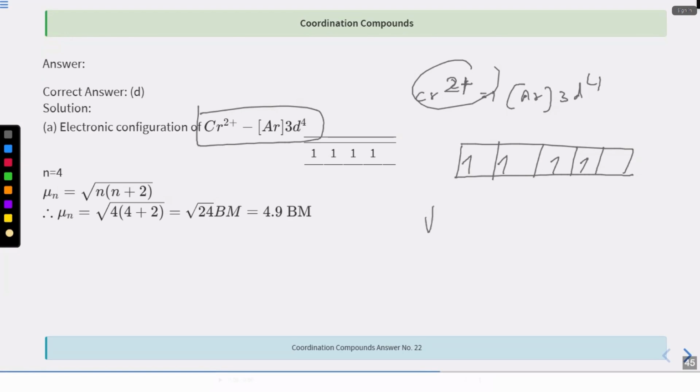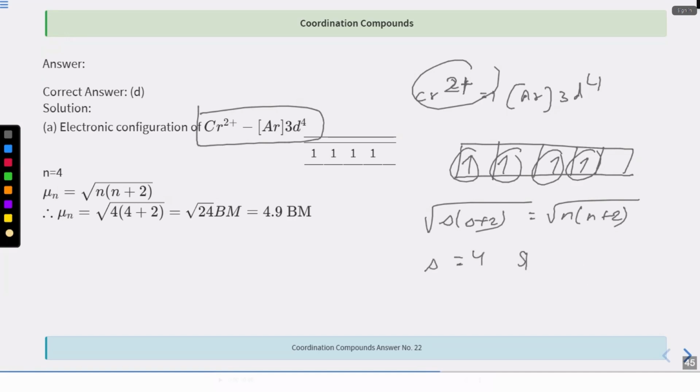So as I told you, spin only magnetic moment is given by root of S into S plus 2, or whatever N into N plus 2, the designation, whatever you want to give, doesn't matter. So what is S or N? It is the number of unpaired electrons. So we can say here are 4 unpaired electrons. So S would be 4.